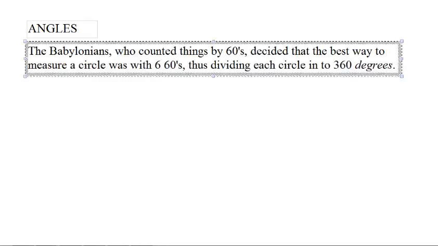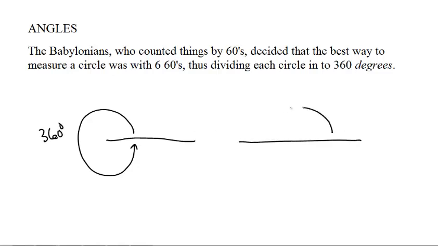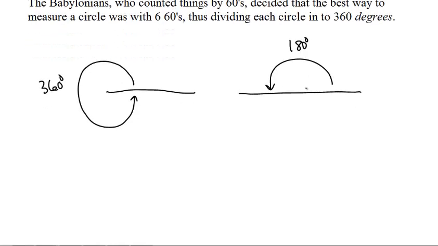Okay, angles. The Babylonians, who counted things by 60s, decided that the best way to measure a circle was with 6 60s, thus dividing each circle into 360 degrees. So to go all the way around a circle is 360 degrees. And by that reasoning, to go halfway around a circle is 180 degrees, and to go half of that is to go 90 degrees.